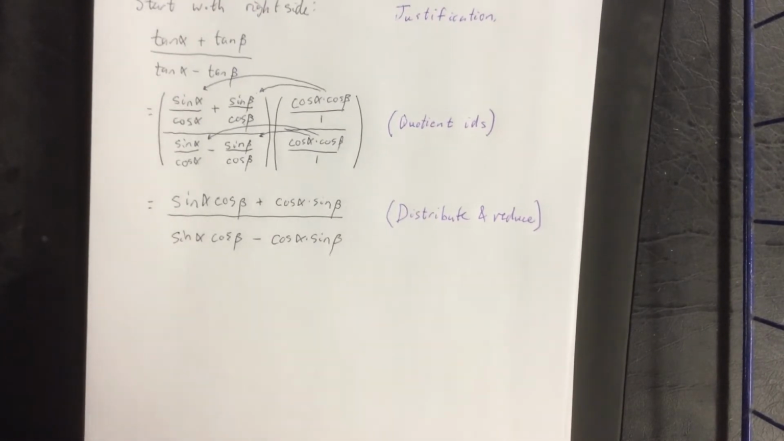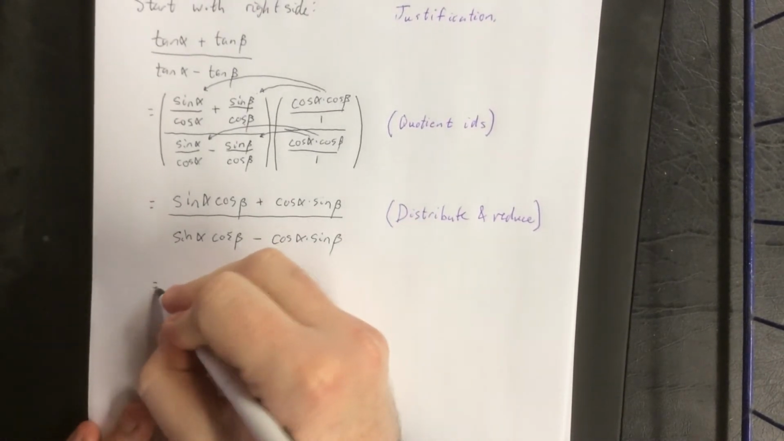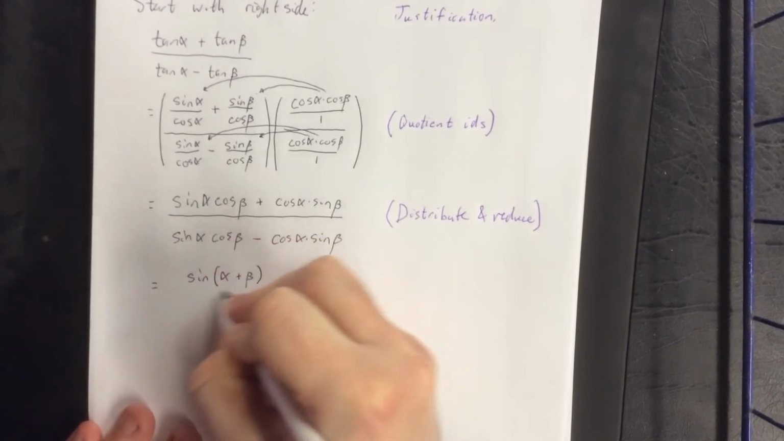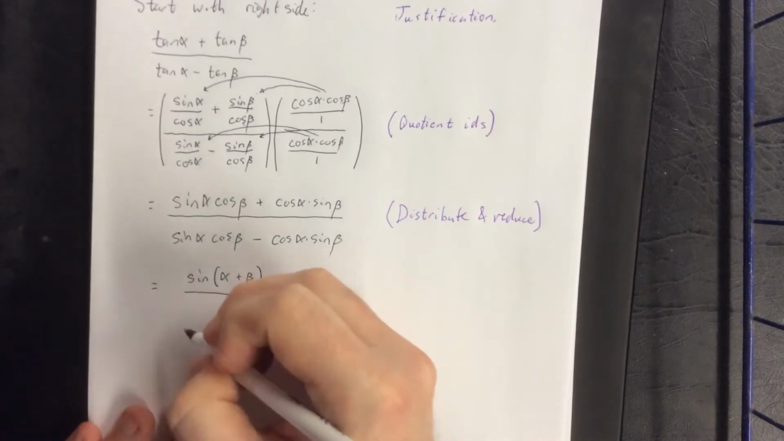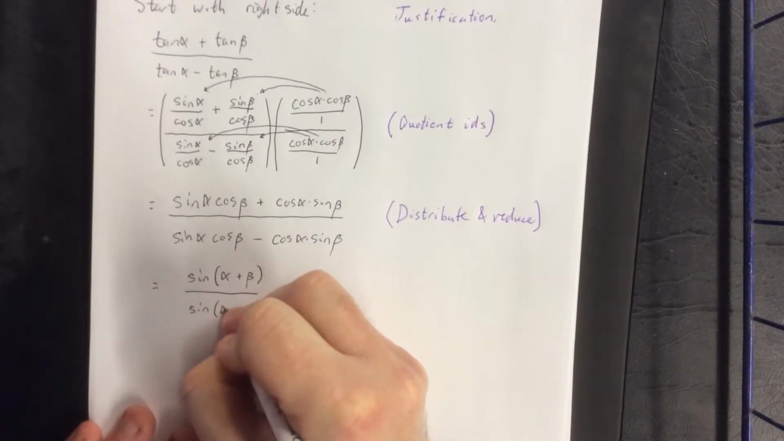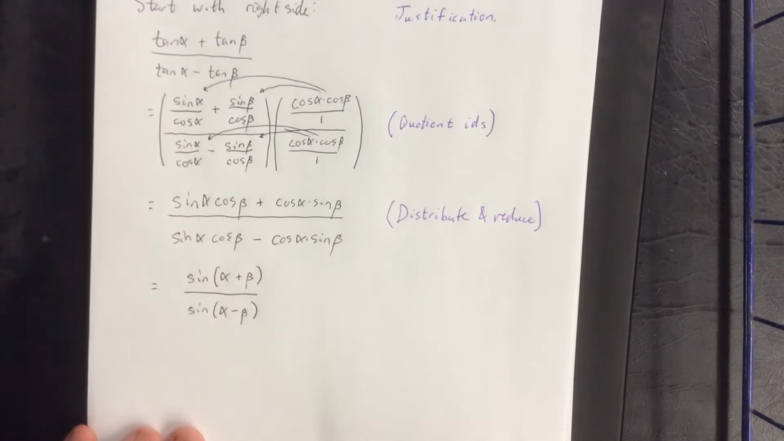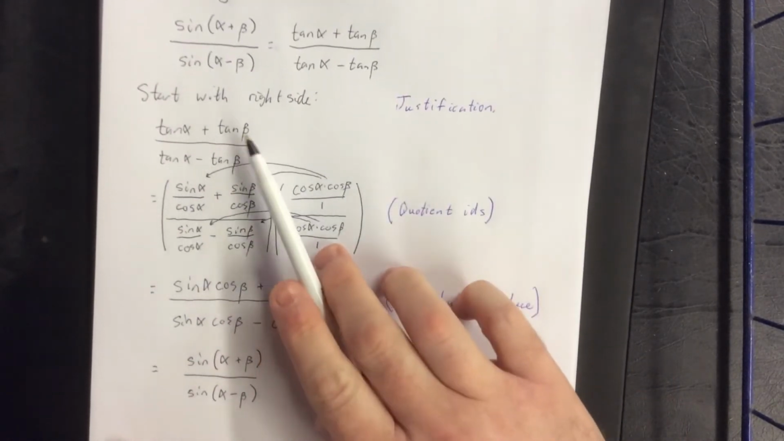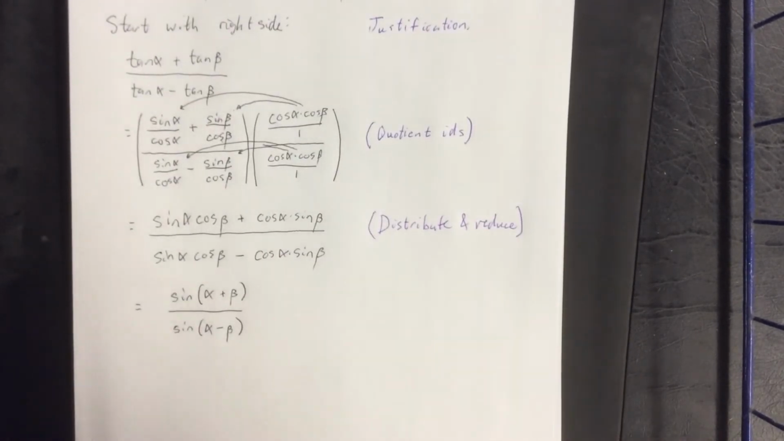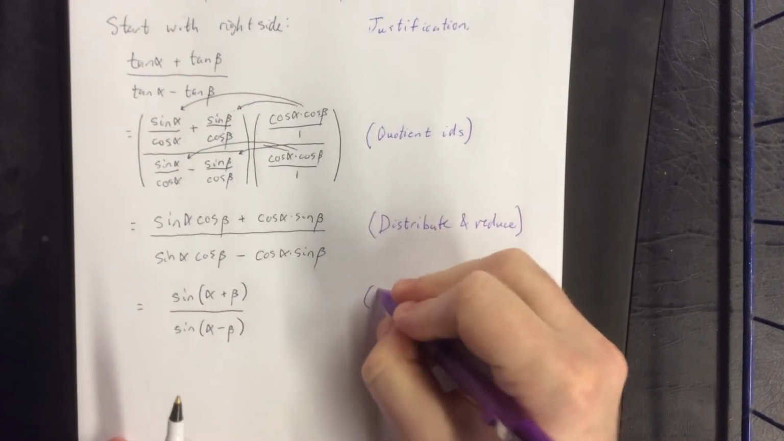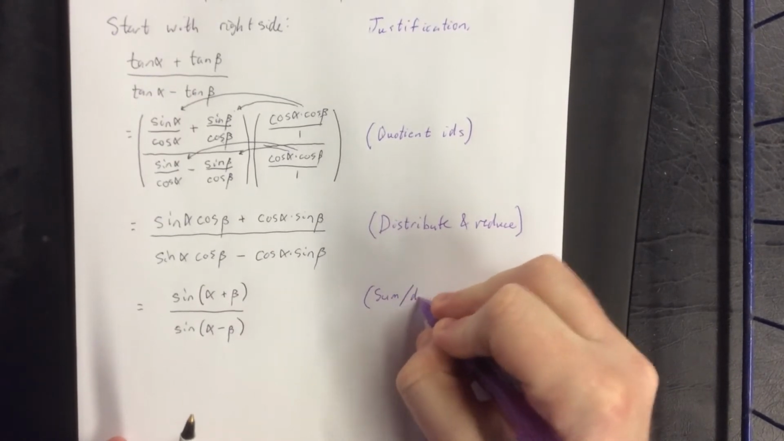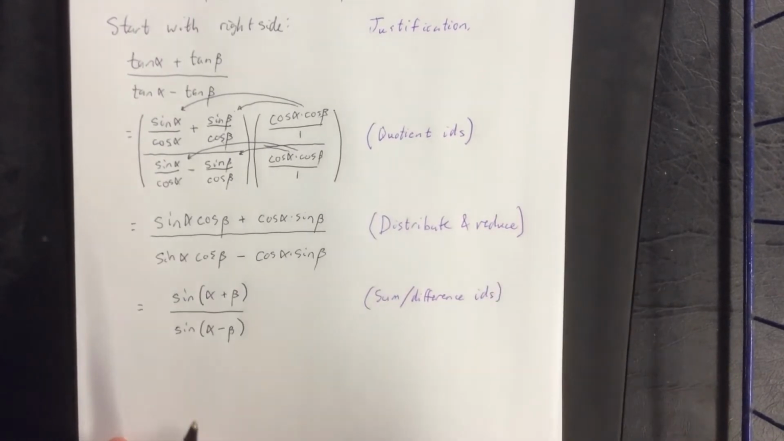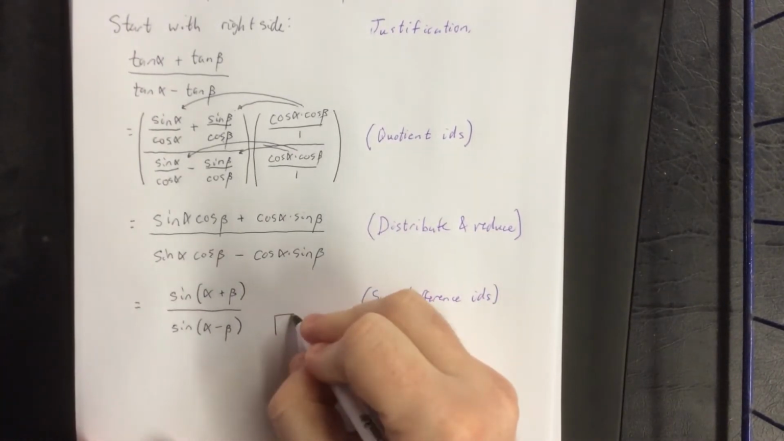You'll notice, however, that the numerator happens to be our sum, or sine of a sum identity. We'll call that sine of alpha plus beta. And the denominator is exactly the sine of a difference identity, which is exactly what we had on the left-hand side. For justification of this step, we will say sum and difference identities. And that completes our proof.